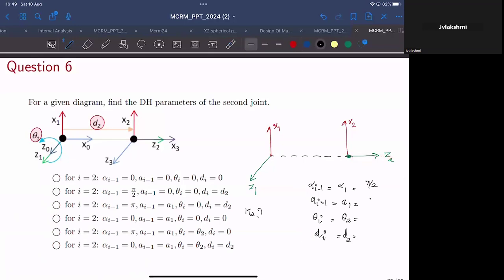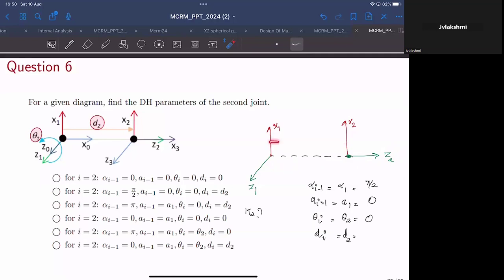Now a1 is 0 because you don't have to move about x1, right? Now x1 is here, and z1 we have already aligned like this. Now what is theta i? How much do you have to rotate about z2 so that x1 and x2 become aligned? It is 0, sir. That is 0 because it's a prismatic joint and there is no relative rotation between x2 and x1. And d2 would be the translation, the distance along z2, so that these two points will coincide, or the perpendicular distance between z1 and z2 can be compensated.